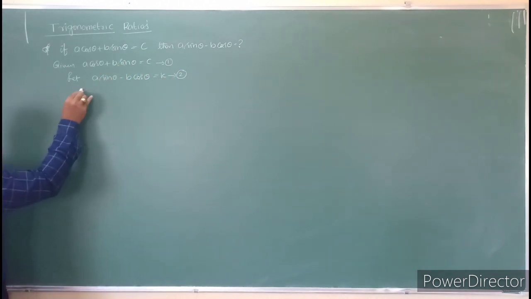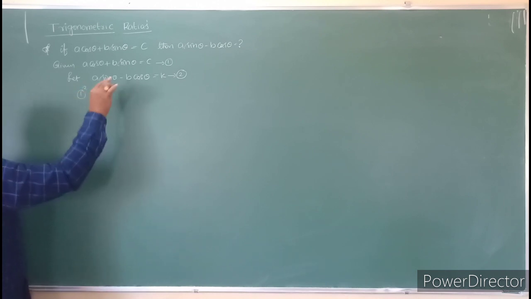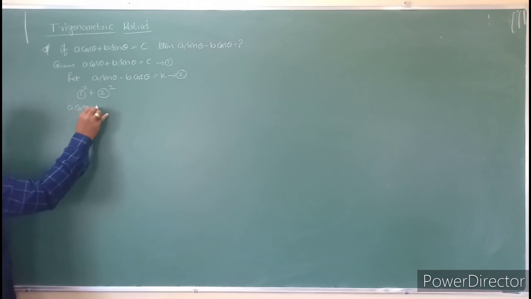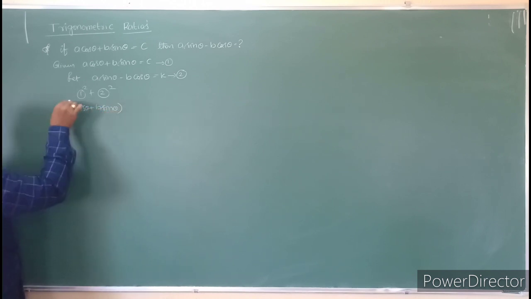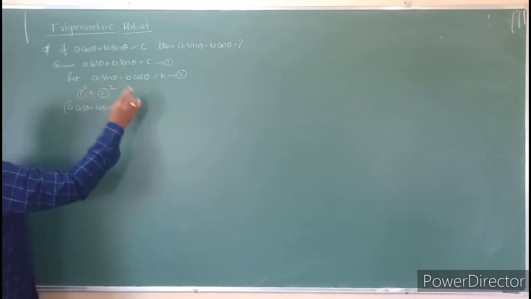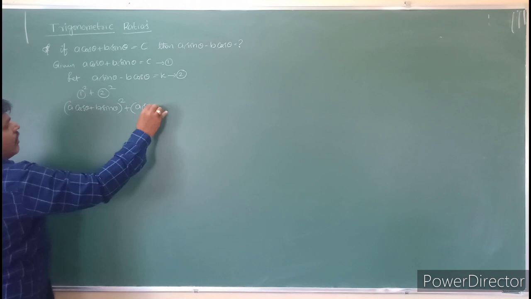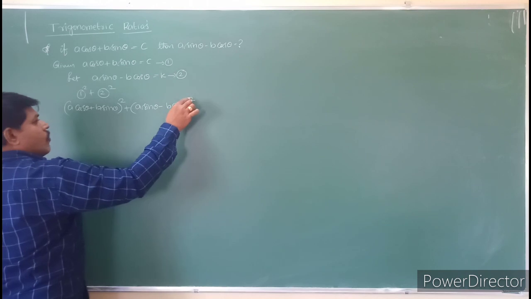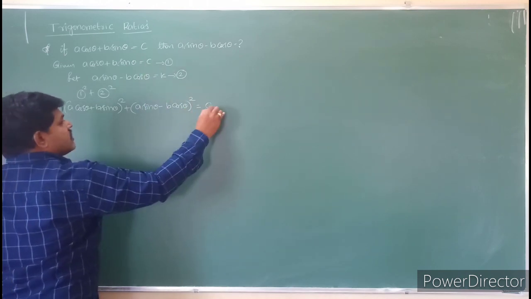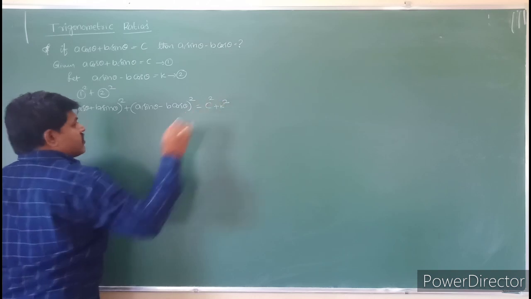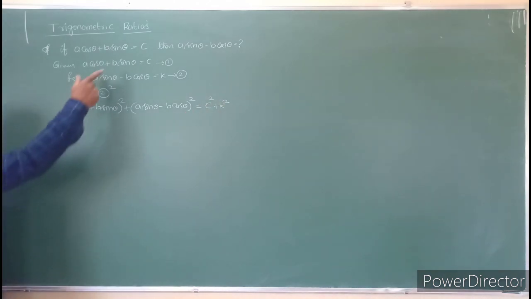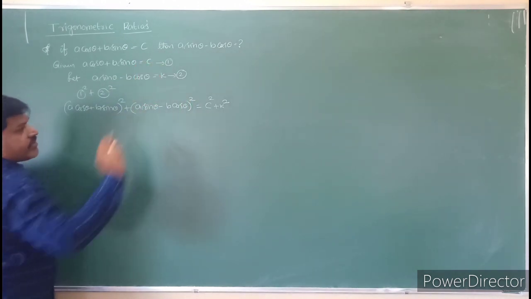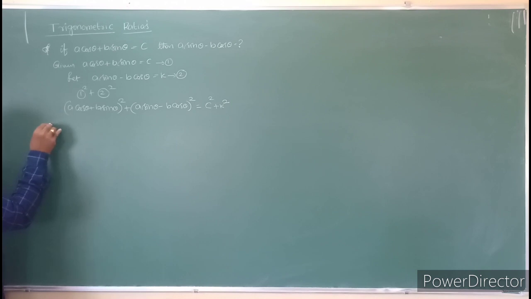So what I will do is 1 square plus 2 square. What is that? A cos theta plus B sin theta whole square plus A sin theta minus B cos theta whole square is equal to C square plus K square. So this value whole square plus this value whole square, and similarly take the RHS also, C square plus K square. Expand this value students, what happens?